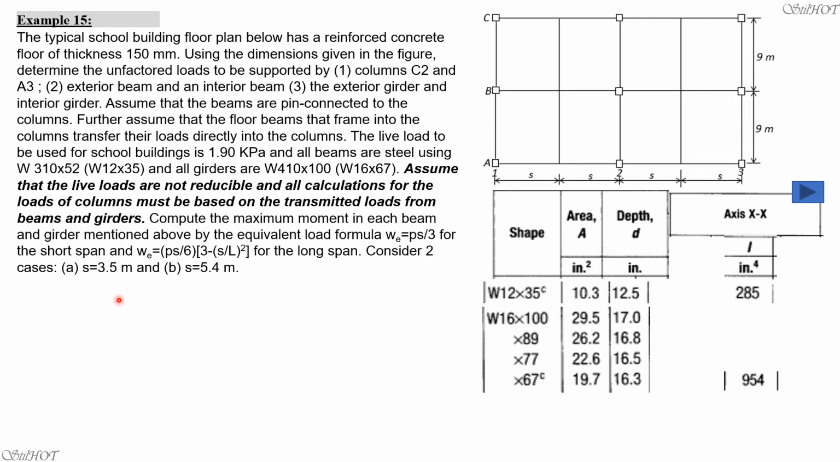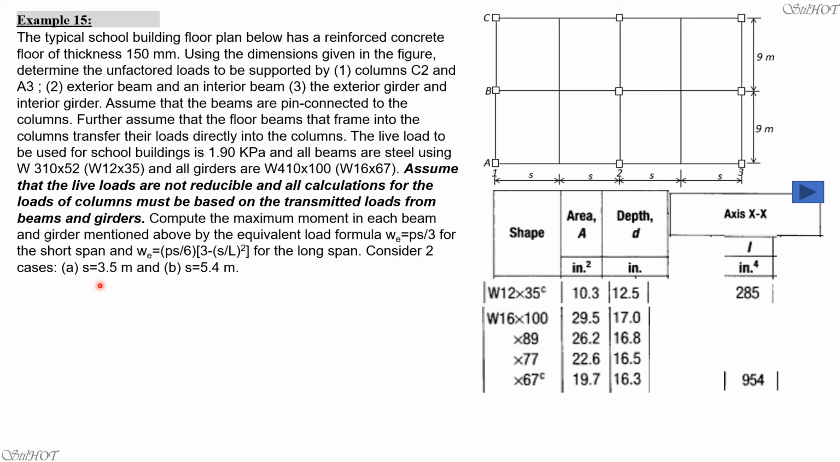Compute the maximum moment in each beam and girder mentioned above by the equivalent loads formulas. These are applicable when we have a two-way load distribution, but if it is one-way load distribution, we can easily compute the maximum moment based on the WL squared over 8 formula for simple beams loaded with uniform load. So consider two cases. Letter A, S is 3.5 and letter B, S is 5.4.